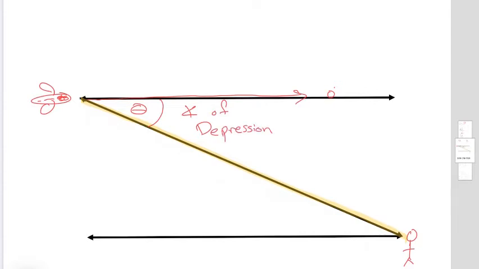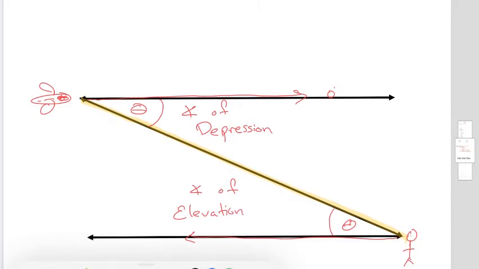And kind of the same situation for you. You don't start by looking vertically up. You're going to start by looking horizontally, and then you look up. And so you also create an angle, and that angle is what we call the angle of elevation.